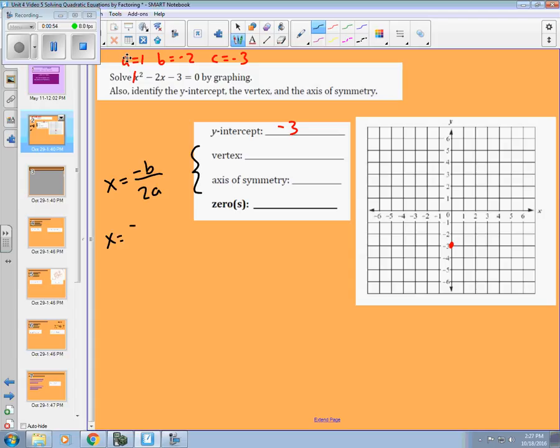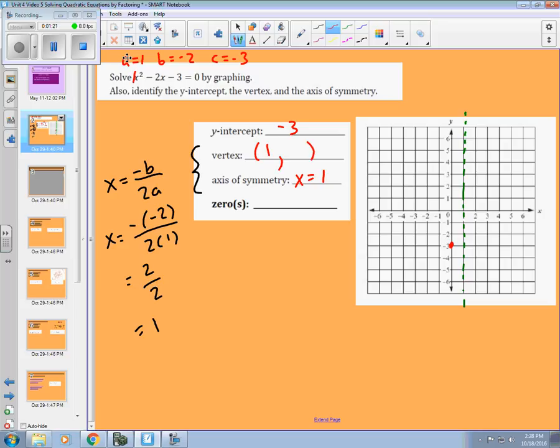On this problem, that would be opposite of -2 on top, 2 times 1 on bottom. That's +2 over 2, which equals 1. So we know our axis of symmetry is at 1, which means on the graph it should be symmetrical about this green line right here. And our vertex is going to be on that axis of symmetry at 1, something.